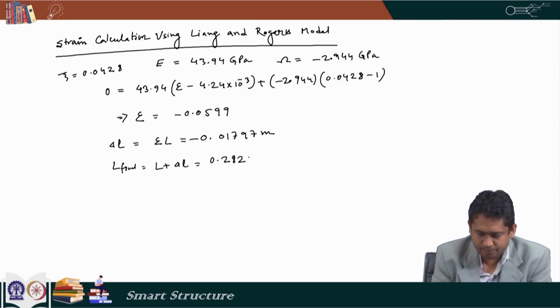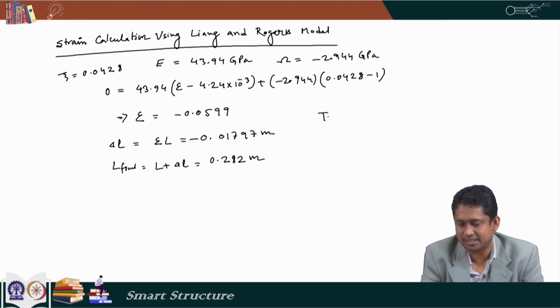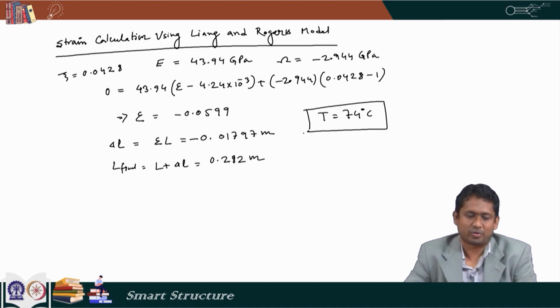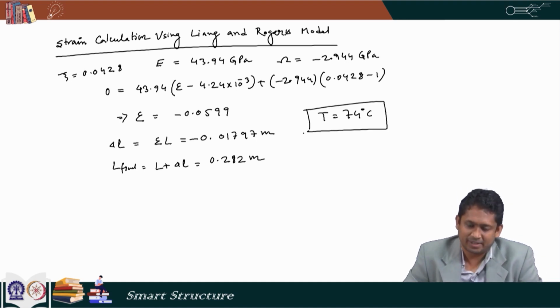So, L final, which means L plus delta L, is 0.282 meter, and everything is at a temperature of 74 degrees centigrade. So, as per the Liang and Rogers model, at a temperature of 74 degrees centigrade, while the material is being heated, the tip position of the wire is at a distance of 0.282 meter from the fixed end.